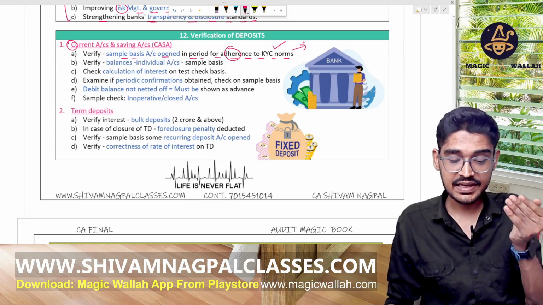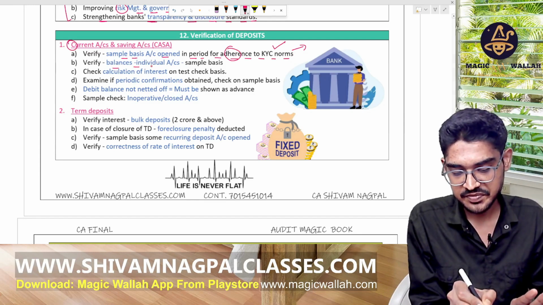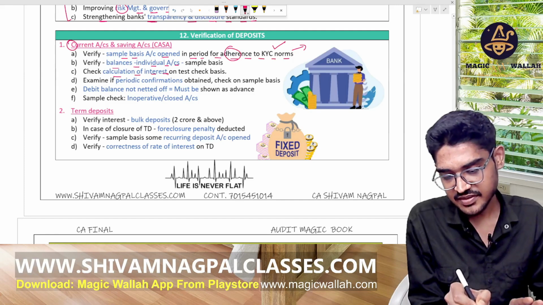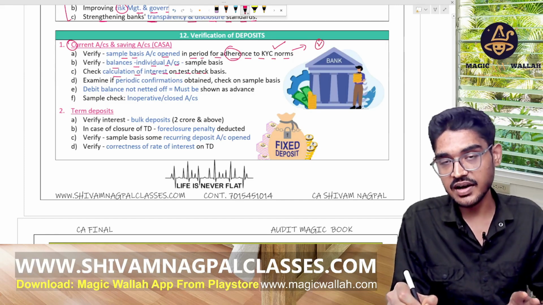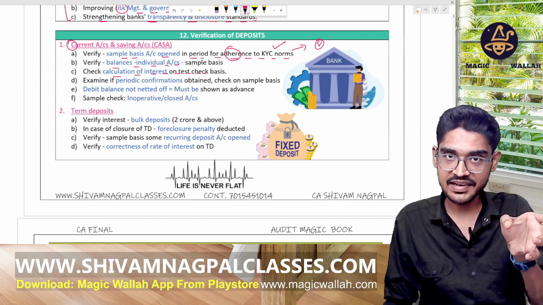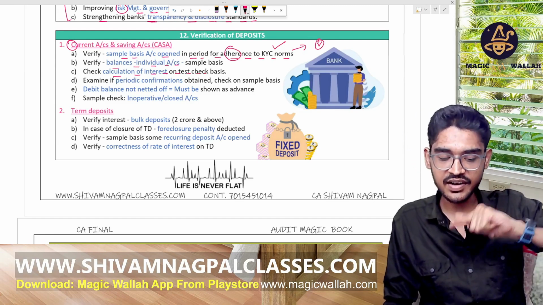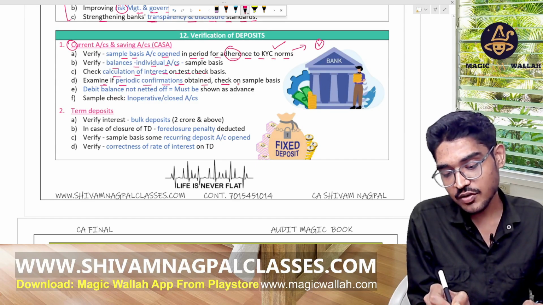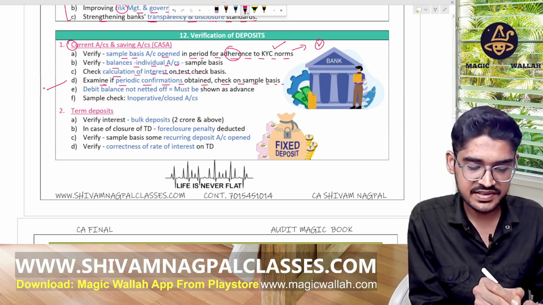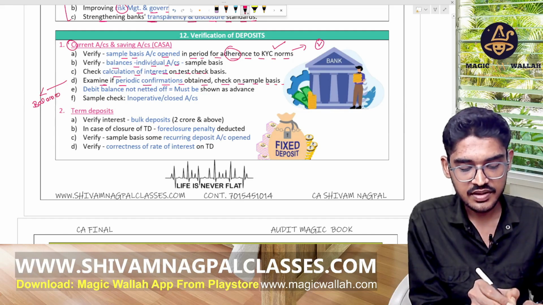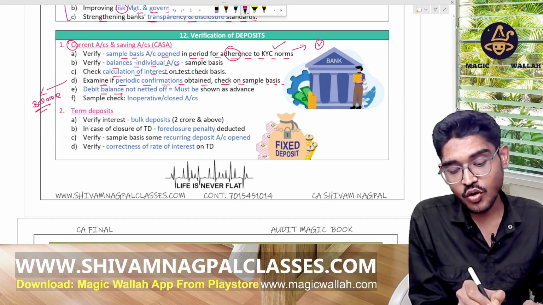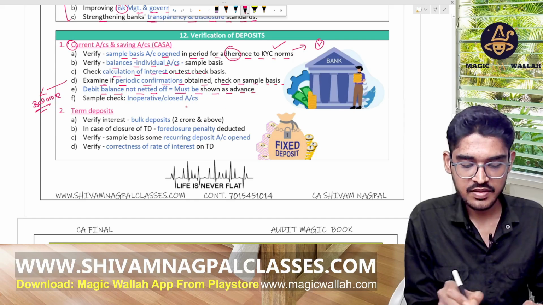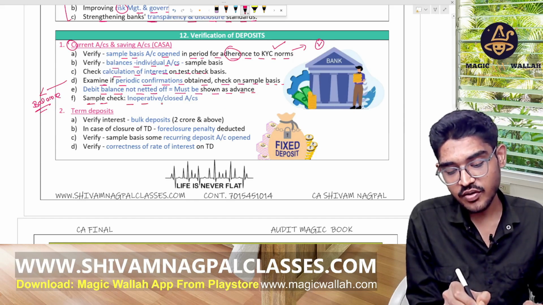Verify the balances in usual accounts on the sample basis. Again, check the calculation of the interest on the test check basis. First of all, check the compliance of the KYC, then check their account balances, etc. Then check the interest. KYC, account balances, interest. Now, examine if the periodic confirmation is obtained. Check on the sample basis for the balances. Right? And debit balance not set off must be shown as advances. Sample check the inoperative or the closed accounts.